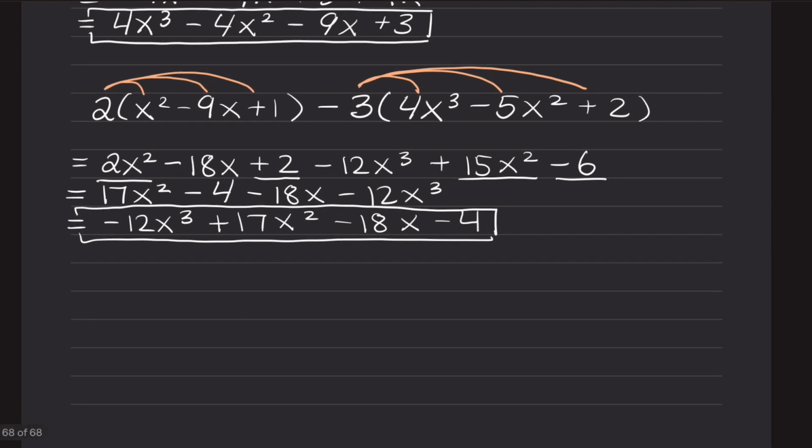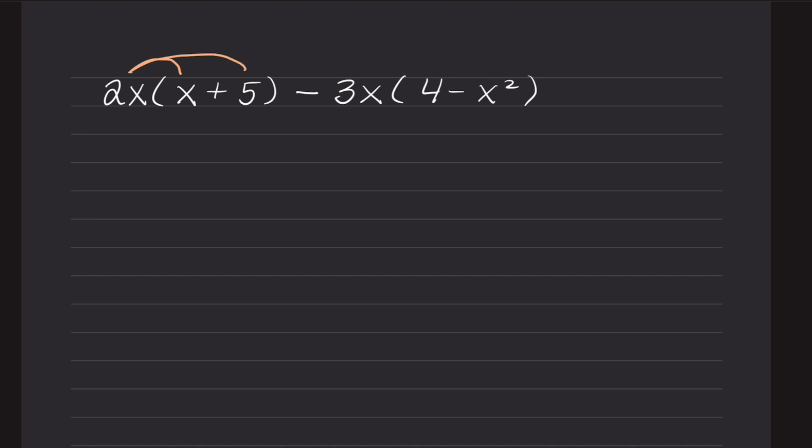All right, now we're going to do one more where we're distributing, but this time we're going to distribute a term with an x on it. So let's say I had 2x times x plus 5, minus 3x times 4 minus x squared. Let's say I wanted to write this in standard form maybe. So I need to expand everything, combine all my like terms, and write it from highest degree to lowest degree. Well, the first thing I'm going to do is distribute this 2x and this minus 3x just like I distributed the 2 and 3 before. So I'm multiplying these in.